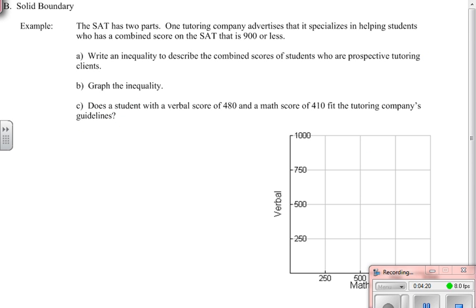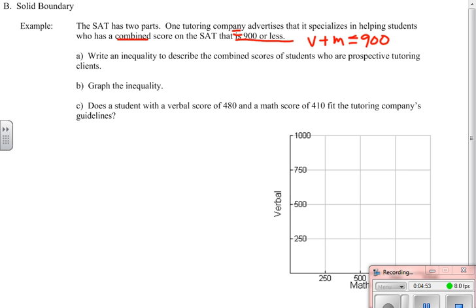So the next example, the SAT has two parts. One tutoring company advertises that it specializes in helping a student who has a combined score in the SAT that is 900 or less. Keywords, combined, 900 or less. Remember, or less is your equal. So basically, whatever their verbal score plus their math score has to be less than or equal to 900. And we've already set up our verbal as being our y and our math being our x.